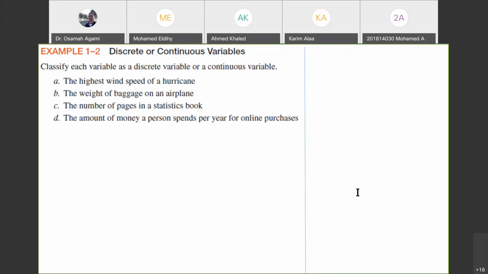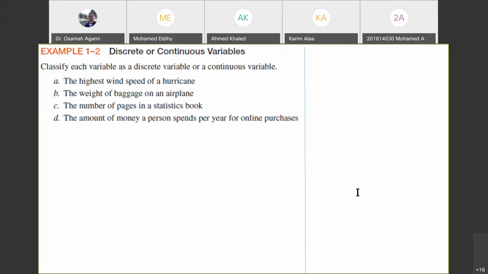Yes, it is continuous. So please, Karim, the question is very clear. He said, classify the variable continuous or discrete. So I have to answer the question. I know the data for this one is quantitative, but this is not the question. So yes, it is continuous. We agree. Okay.